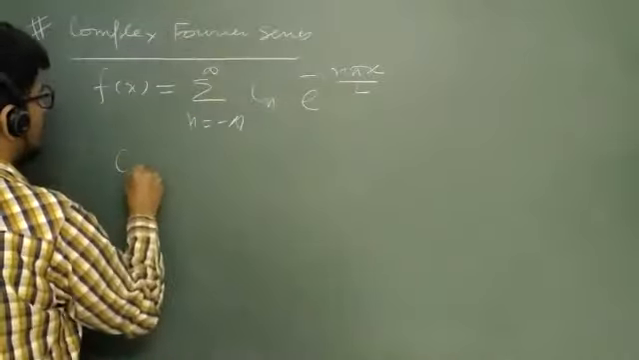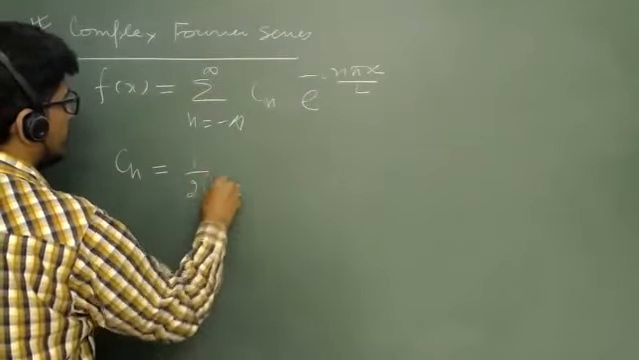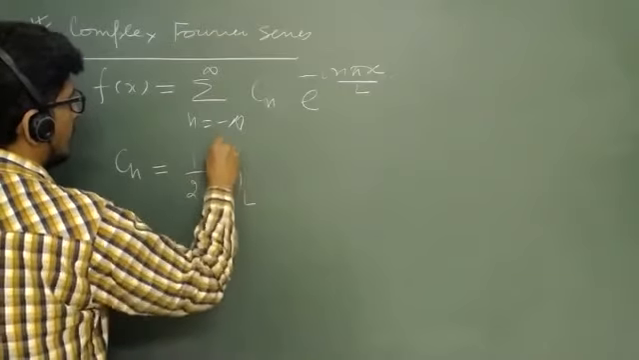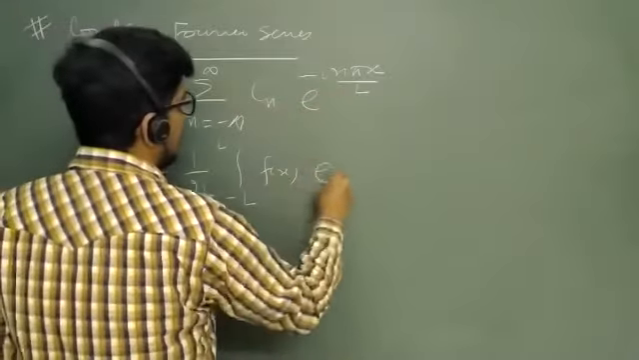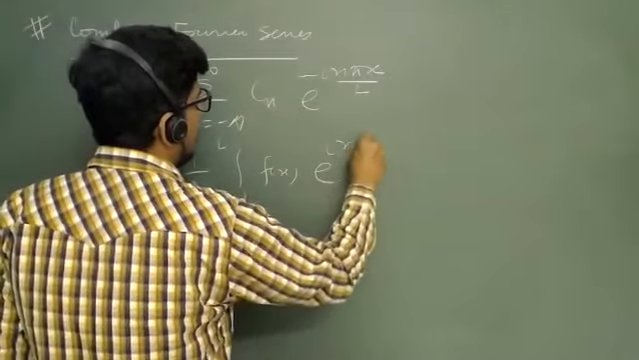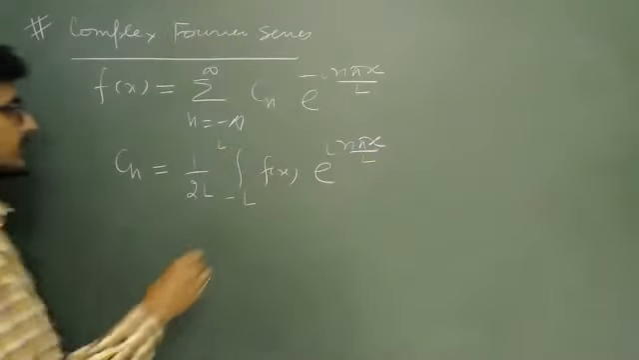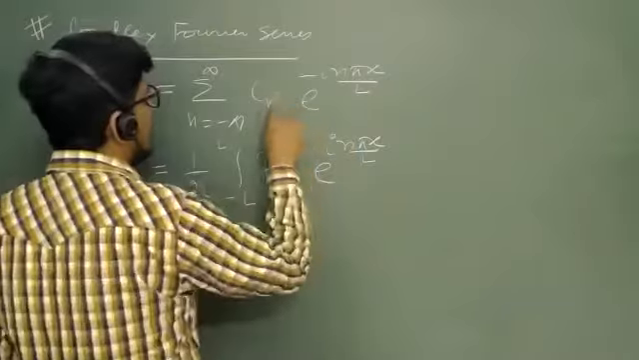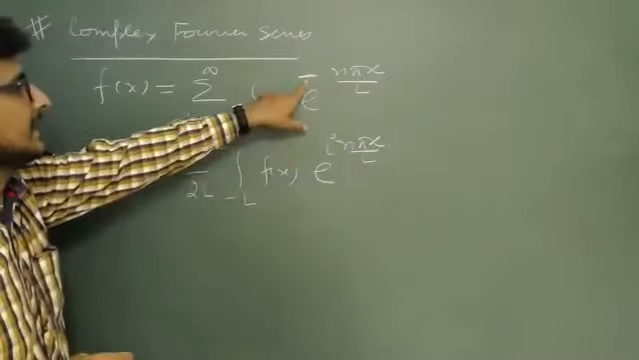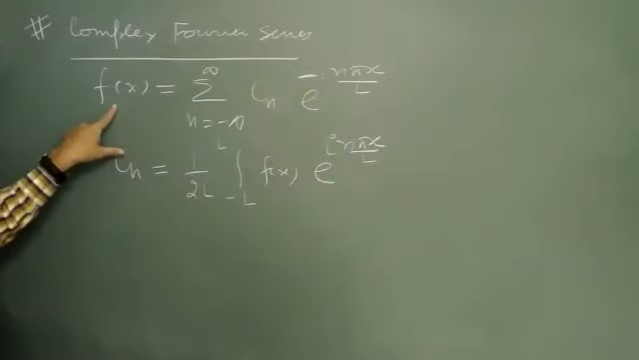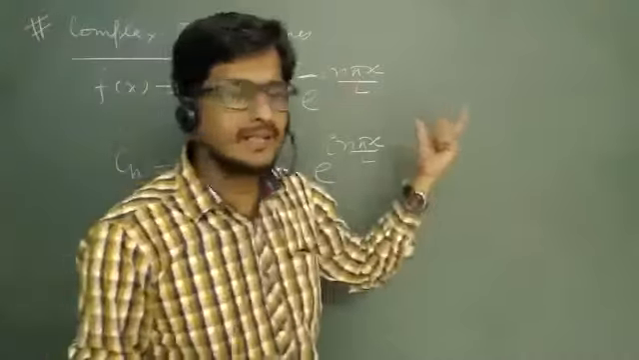Then what will be the value of Cn? 1 by 2L integral minus L to L fx. Now what will be multiplied? E to the power I n pi x by L. Yes or no? Bhai, if somebody gave you that this is the series, minus sign is here, then पहले यहाँ प्लस था तो आपने fx से minus को multiply किया था. Now here you have minus.